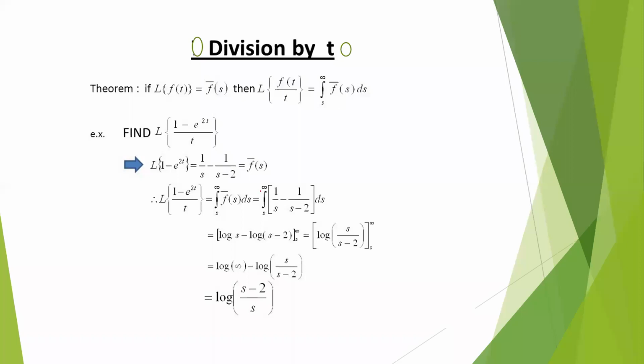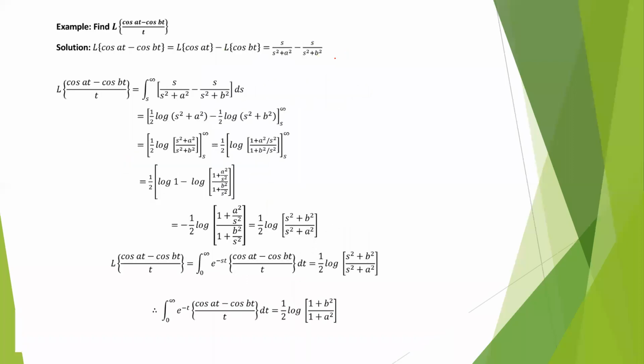Okay, so after discussing that example, we have one more example to be discussed here. That is the Laplace transformation of (cos at minus cos bt) divided by t. As usual, according to our procedure, we should start our solution with the Laplace transformation of the numerator part, which is nothing but cos at minus cos bt.